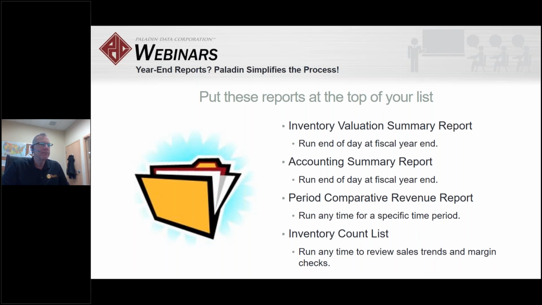What is that called? Anyway, I'm blanking out at the moment. It's a snapshot in time. That's the word I'm looking for. So inventory valuation summary and accounting summary reports are the only two that are snapshots in time. Everything else you should be able to go retroactively back in and produce those reports.